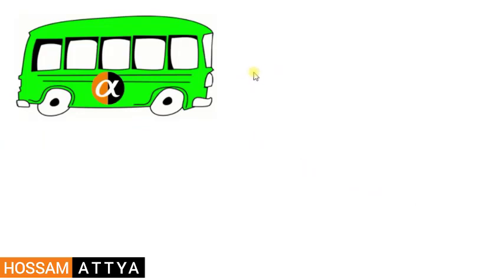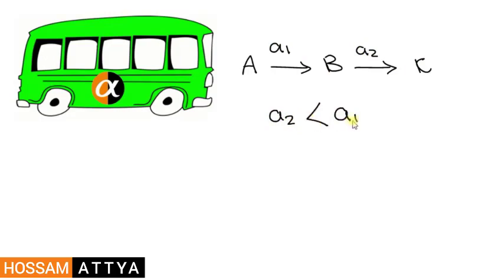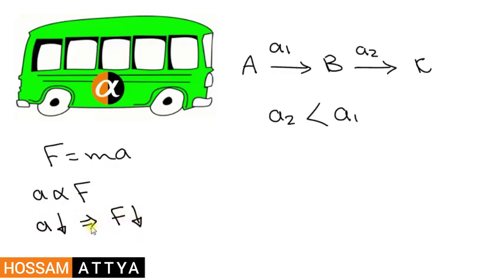For example, here if the bus travels between stations A and B by a certain acceleration A1, then from B to C by another acceleration A2, suggest two reasons why there is a change in acceleration where A2 is less than A1. If the acceleration decreases, according to force equals mass times acceleration, the acceleration is directly proportional to the force. So if the acceleration decreases, this means the reason is that the force decreases.